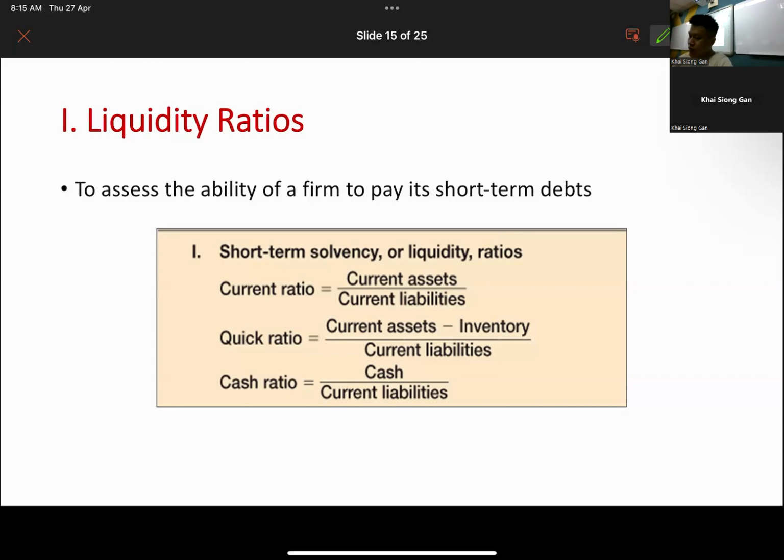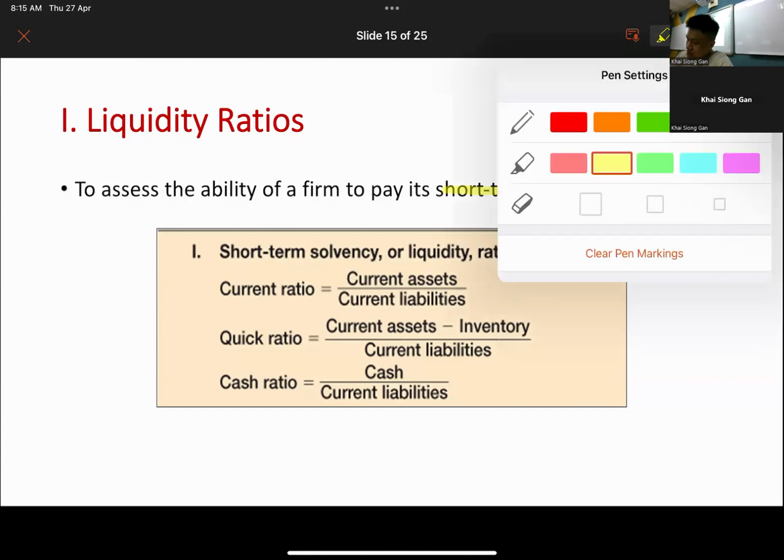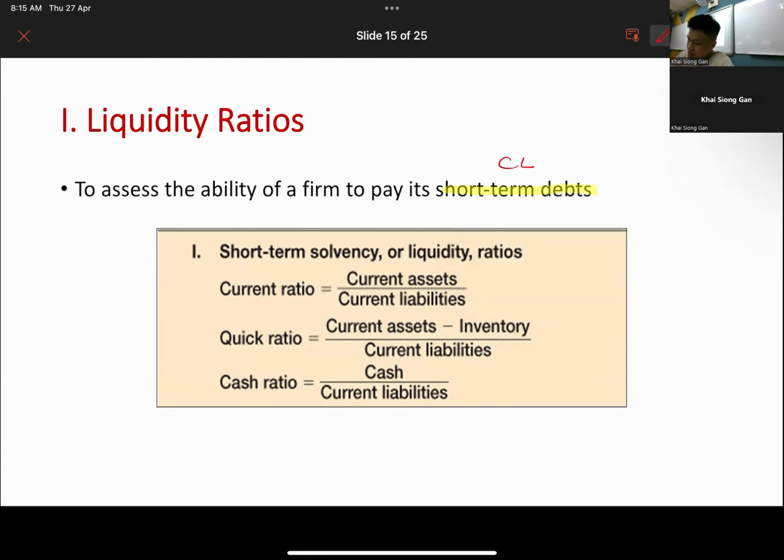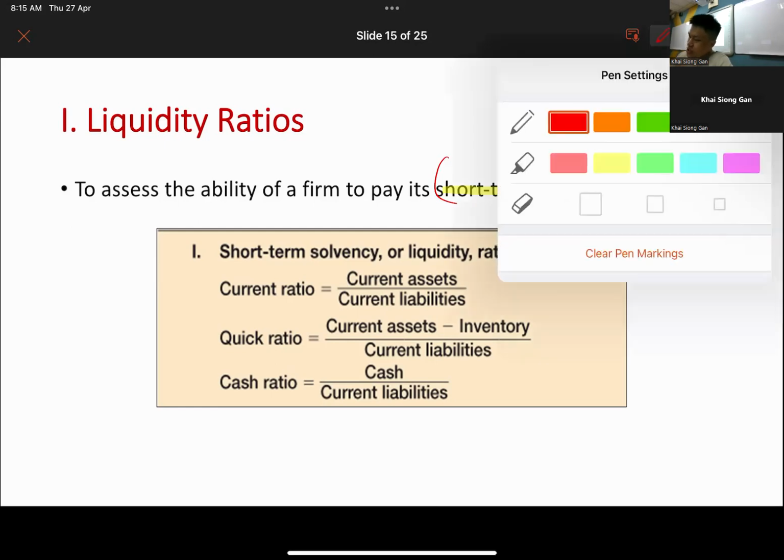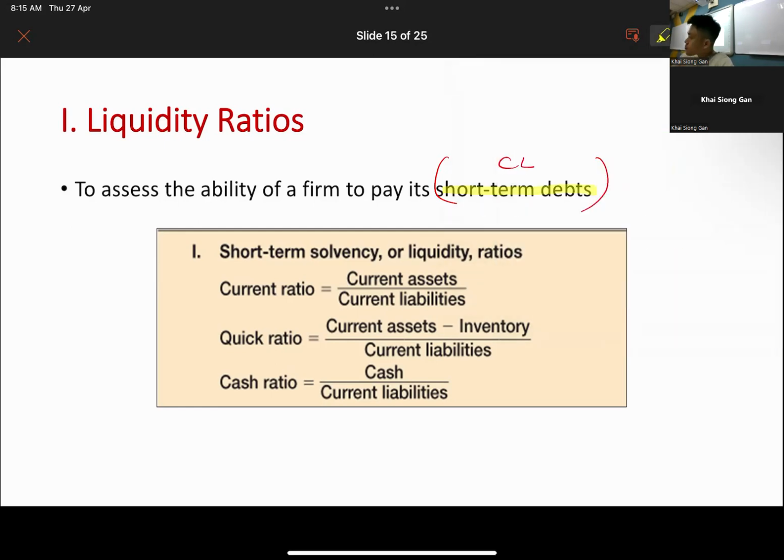First of all, we look into liquidity ratios. When we talk about liquidity, we are looking into the firm's ability to pay short-term debts. Short-term debts are your current liabilities. How much liquidity do you have to pay your current liabilities? We have three ratios here. The first one is the current ratio. With the current ratio, we look into how much current asset you have to pay for your current liabilities, so we use current assets divided by current liabilities.